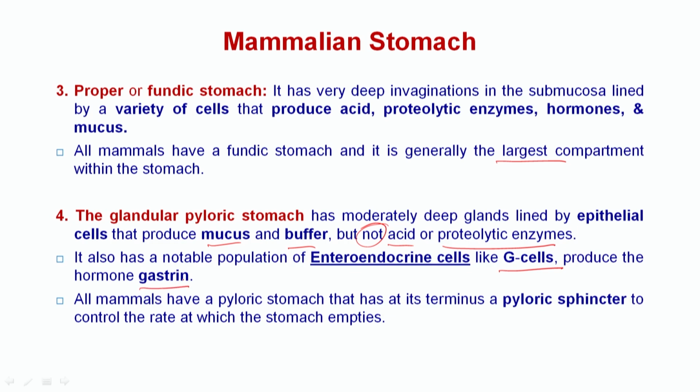All mammals have the pyloric stomach, which has at its terminus a pyloric sphincter to control the rate at which the stomach empties. So the pyloric sphincter is involved in controlling the rate at which the digesta will move from the stomach to the duodenum.